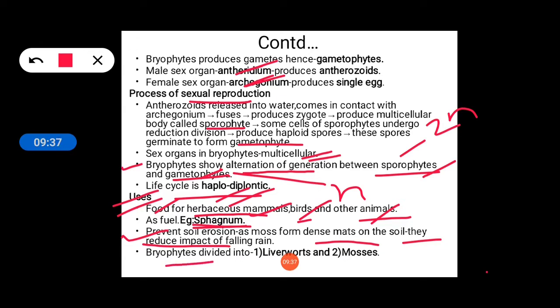And these bryophytes can be divided into two types. They are liverworts and mosses. Let us now come to these two types of bryophytes one by one.